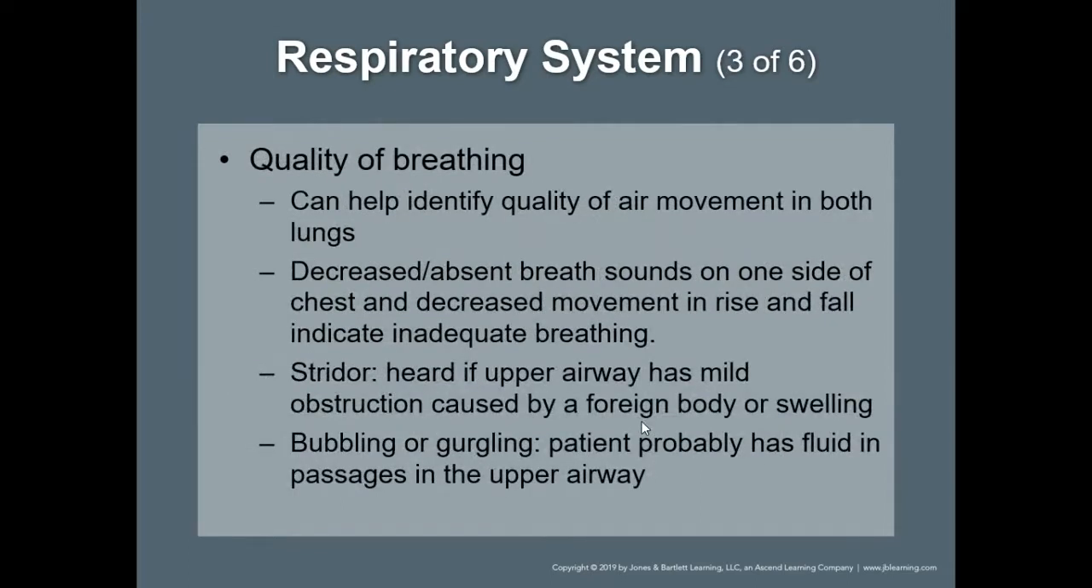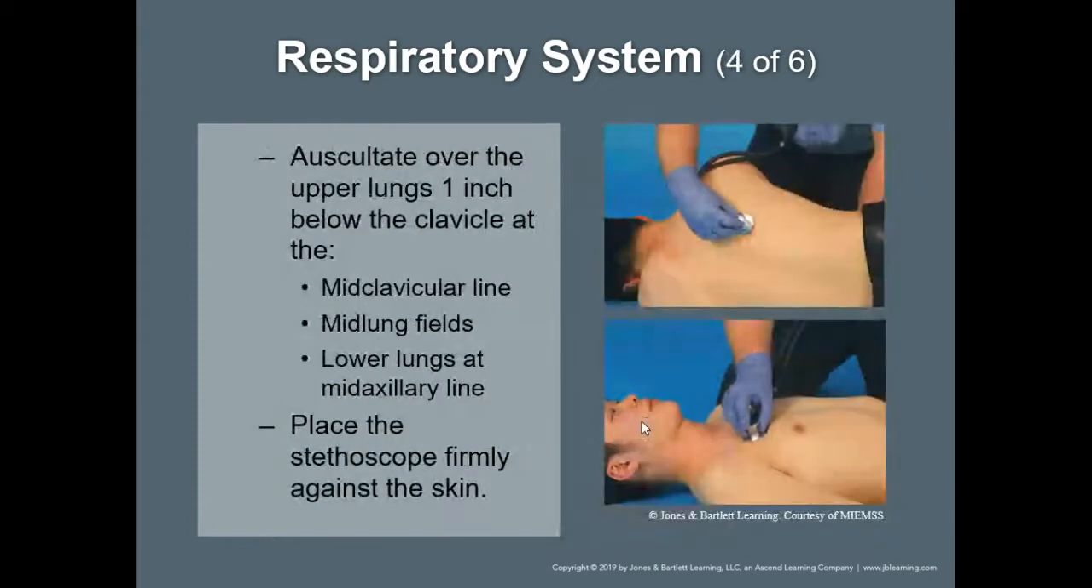Quality of breathing can help to identify the quality of air movement in both lungs. It can be decreased or absent breath sounds on one side of the chest, and decreased movement in rise and fall indicate inadequate breathing. It can be stridor, heard if the upper airway has a mild obstruction caused by a foreign body or swelling. It's a high-pitched whistling type sound. It can be bubbling or gurgling. The patient probably has fluid in the passages in the upper airway.